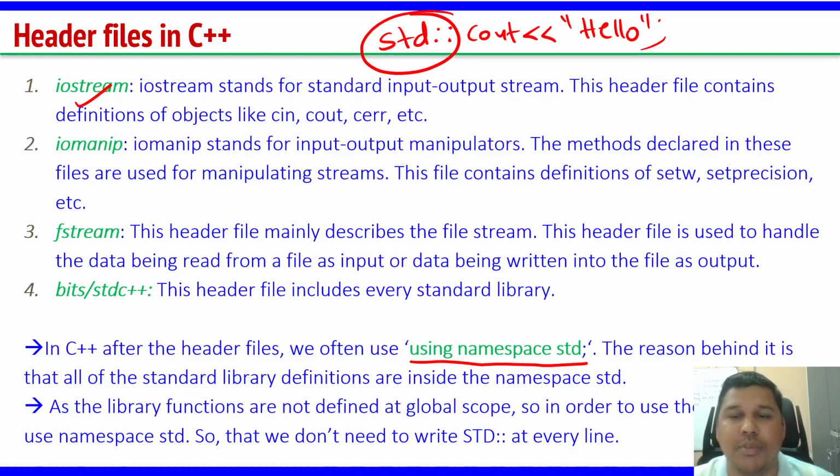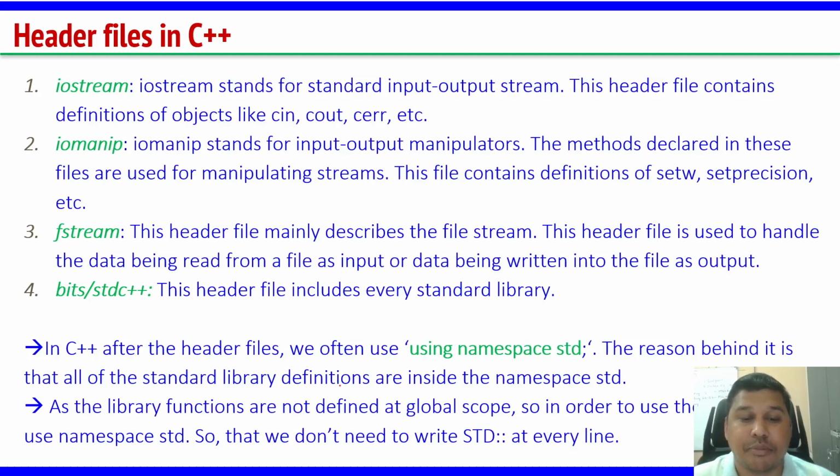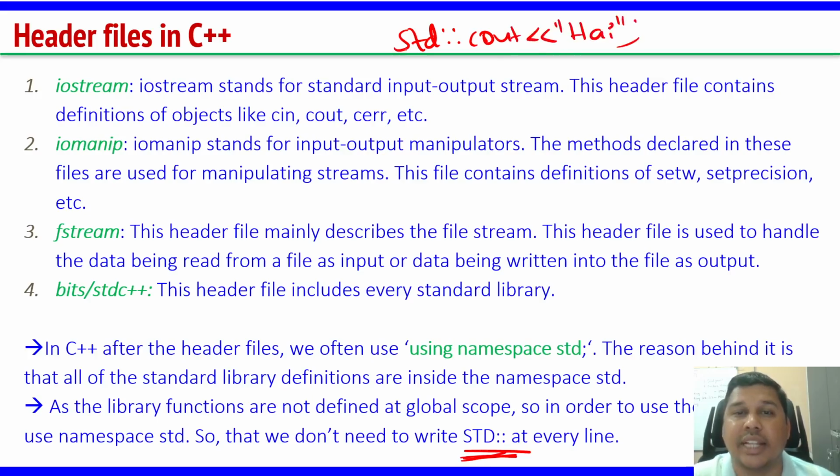I will show you some example problems, and you will understand it much better. Why are we using that? Because every header file is inside this namespace std. If you don't want to use this, you have to write std:: for every line. So don't get confused when you are reading some C++ program from an internet source. They might write std::cout hi, like this. If you write using namespace std, then this part is not required.